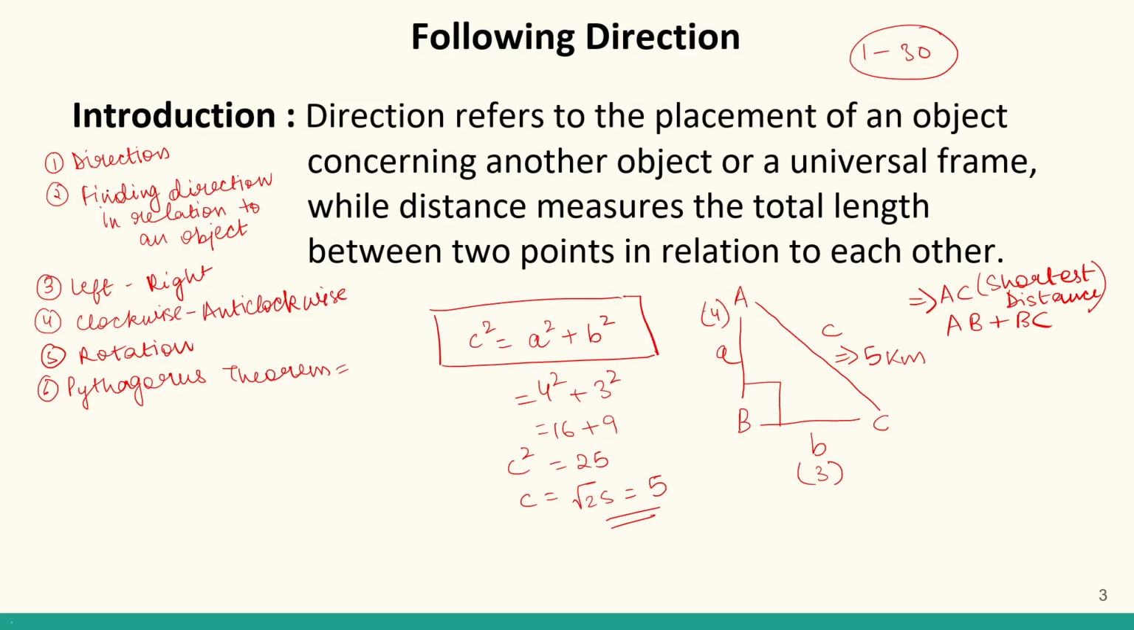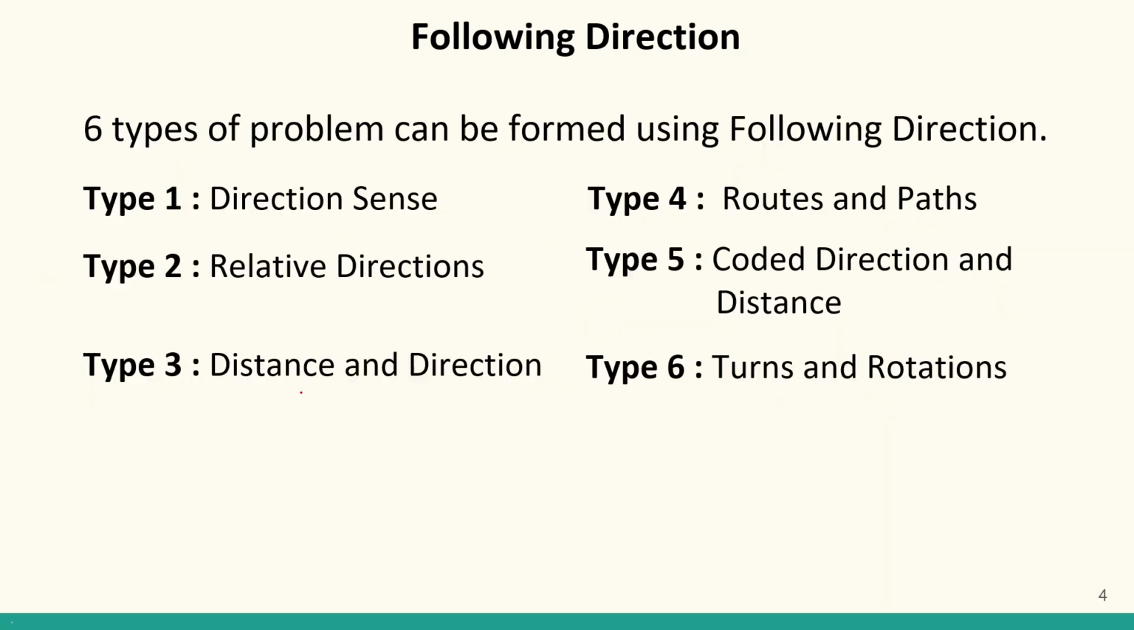So in total, we use 6 concepts. We use the concept of basic directions. We use the concept of finding directions in relation to an object. We use the concept of left and right. We use the concept of clockwise and anti-clockwise. We use the concept of rotation. And then we use the concept of Pythagoras theorem. So this is all that is there in following directions, nothing more than this.